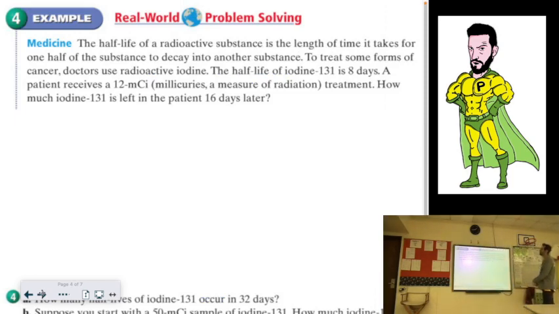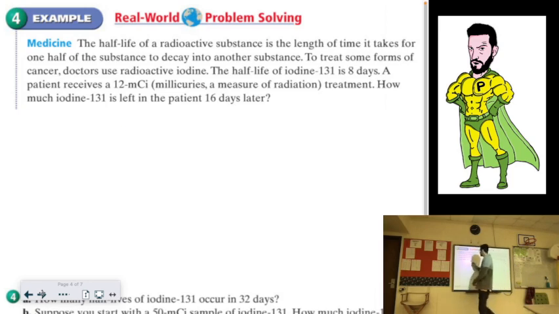The half-life of a radioactive substance is the length of time it takes for one half of the substance to decay into another substance. To treat some forms of cancer, doctors use radioactive iodine. The half-life of iodine-131 is 8 days. A patient receives a 12 millicuries treatment. How much iodine-131 is left in the patient 16 days later?